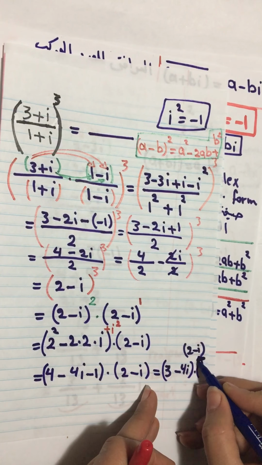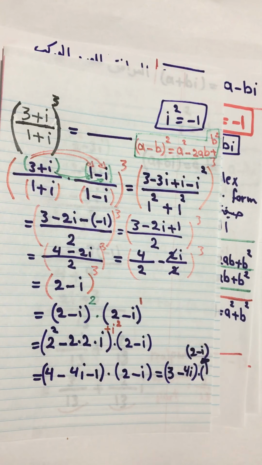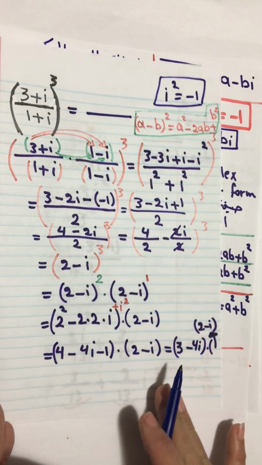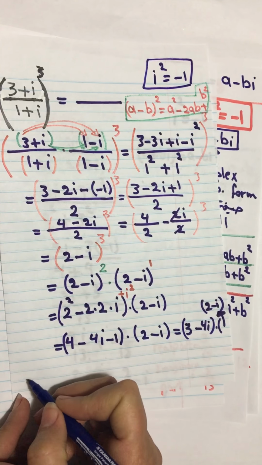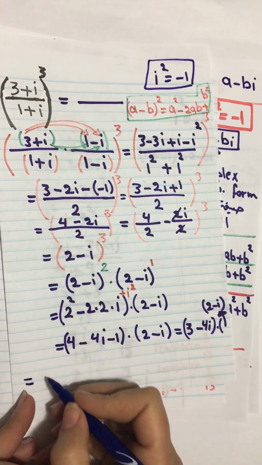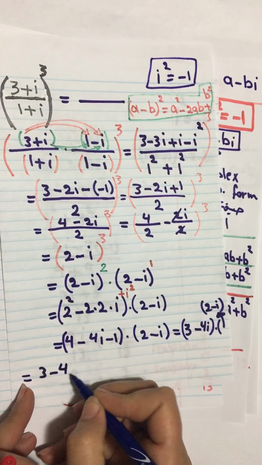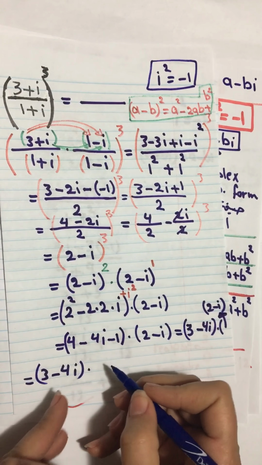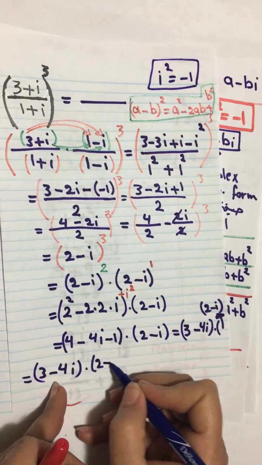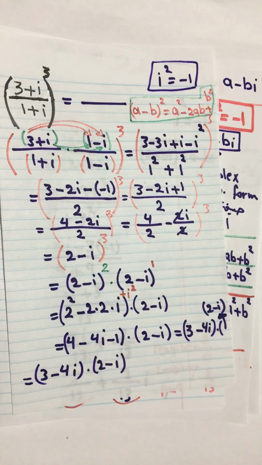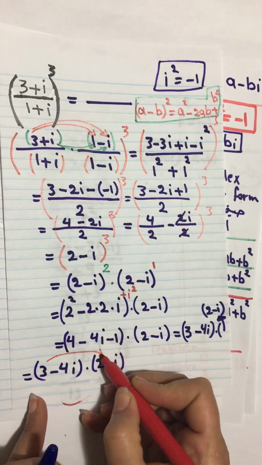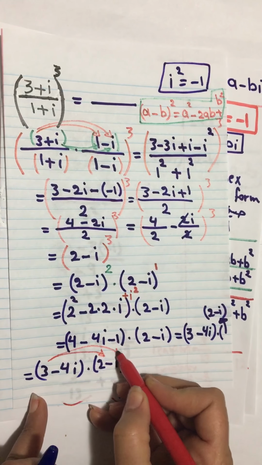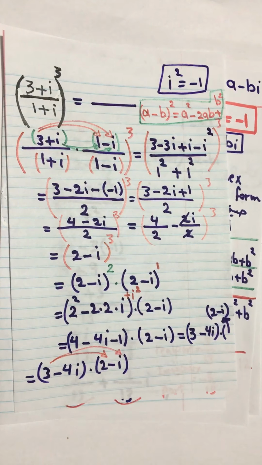Now I'm going to multiply these two terms. So if I multiply them, I'm going to have 3 minus 4i times 2 minus i. Now we're going to multiply this one, and I'm going to multiply the bottom.